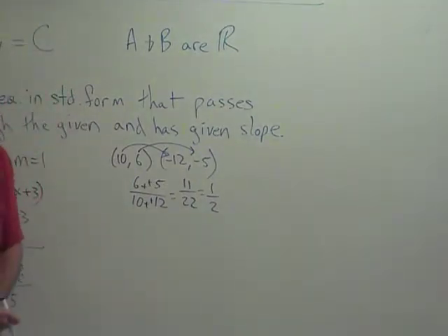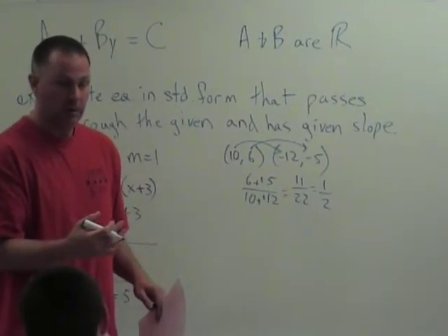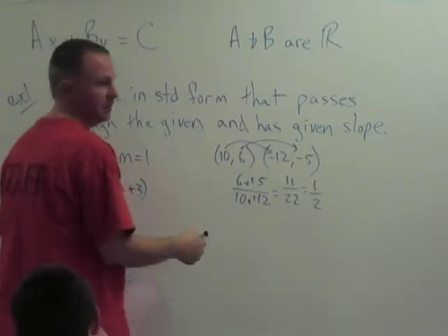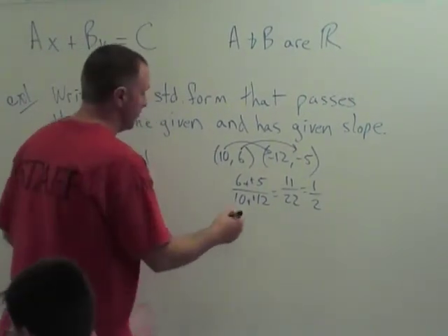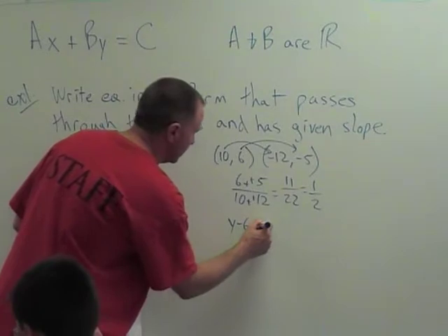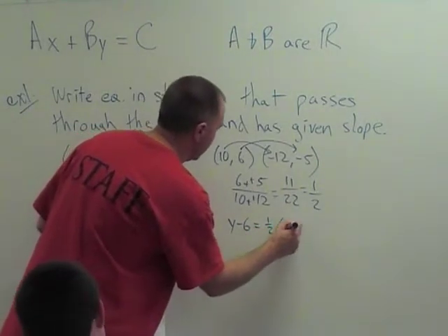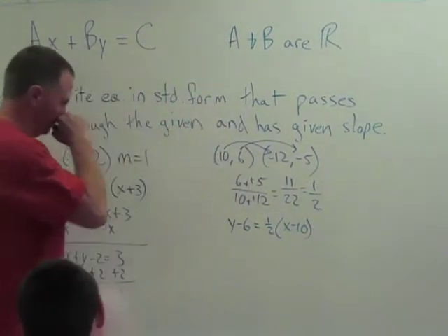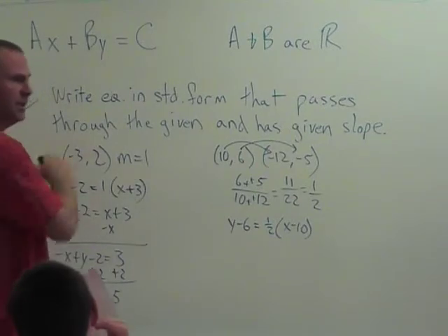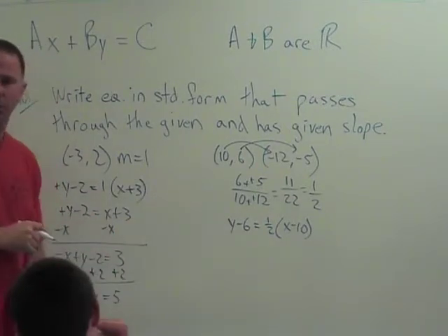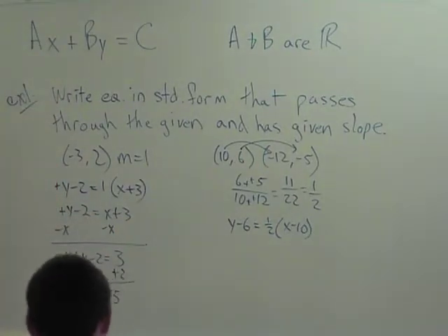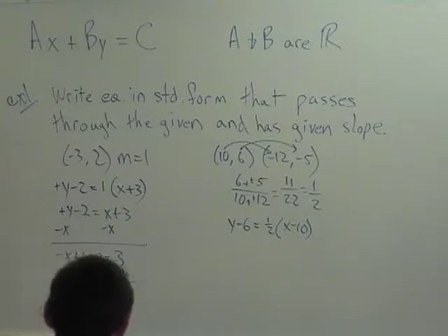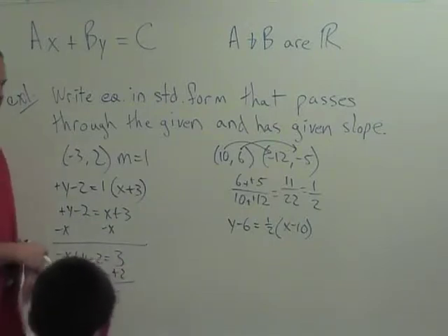1/2. That's my slope. And again, I'm going to use my first point to do point-slope form. Y minus 6 equals 1/2 times x minus 10. Everybody solve, try to do this one. Put it in standard form. Okay.